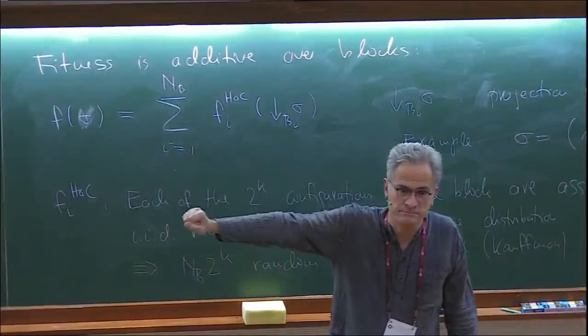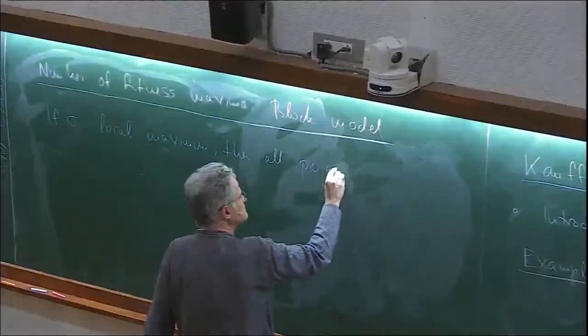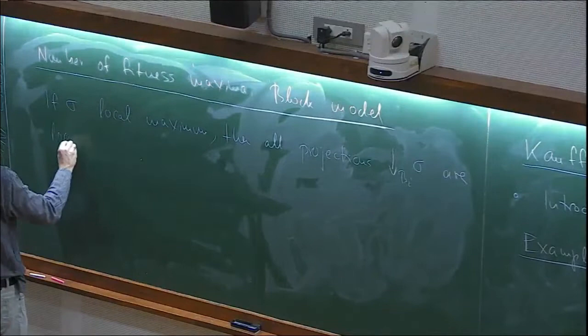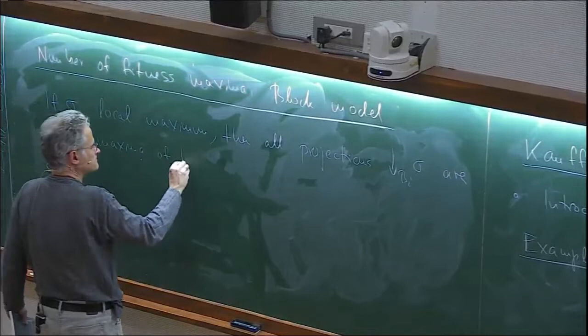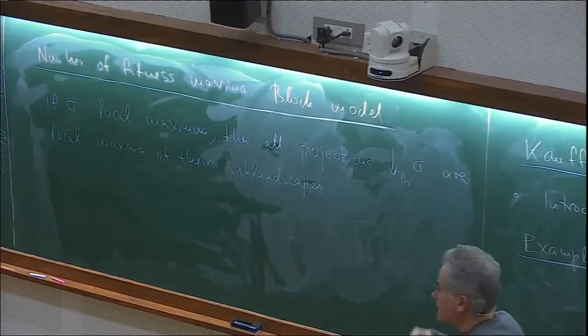So if sigma is a local maximum, then its restrictions to the blocks are local maxima of their sublandscapes. And they can be combined in arbitrary ways.